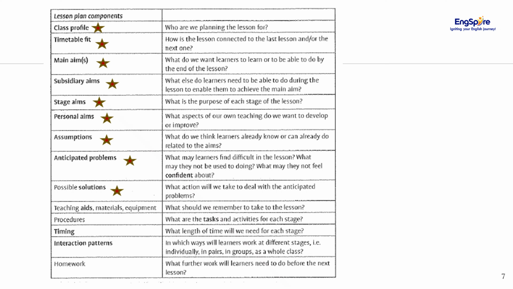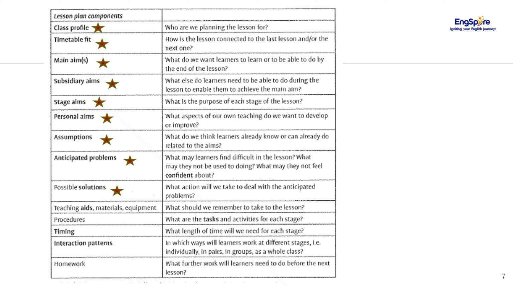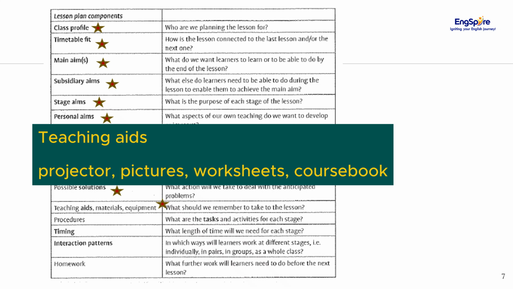Possible solutions explain how the teacher will deal with these problems. For example, the teacher will provide more examples and a timeline to show the difference between the two tenses. And the next component is teaching aids, materials, and equipment. They are the things needed for the lesson. For example, the teacher will use a projector, pictures, a worksheet, and the course book. They all are teaching aids, materials, and equipment.